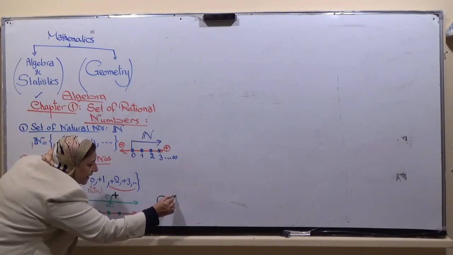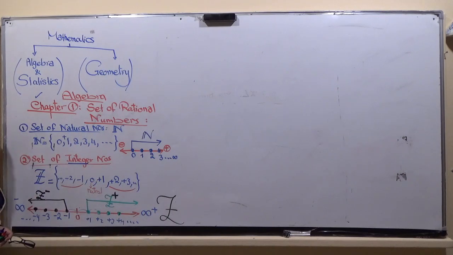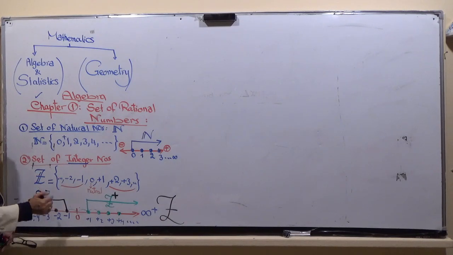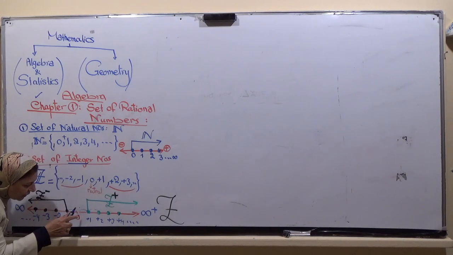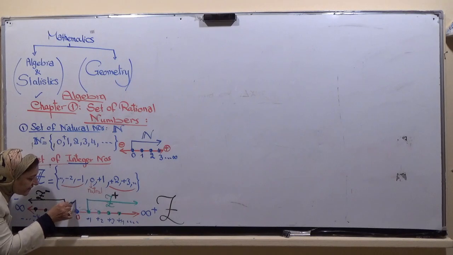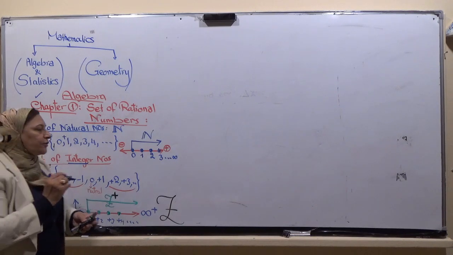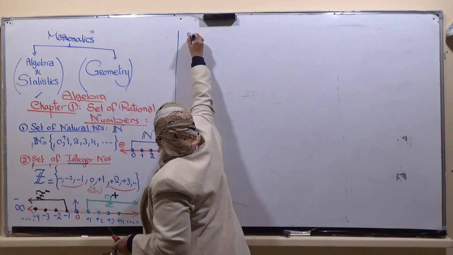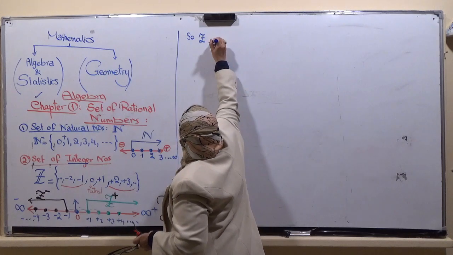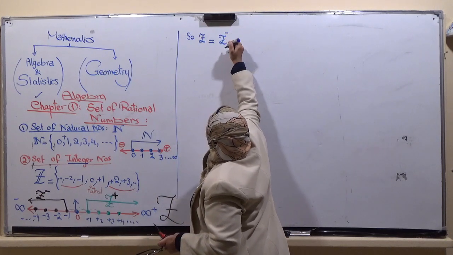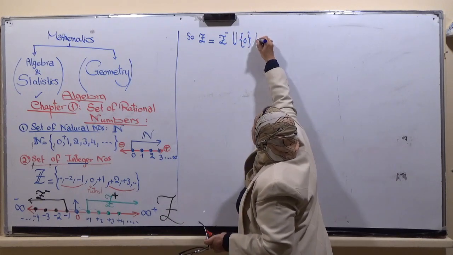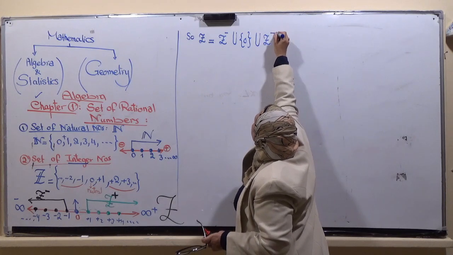No. Z consists of 3 parts: the set of positives, the set of negatives, and the neutral element. I make it with the blue. This is the neutral element. This element is different. This is 0, neither positive nor negative. So we can say that Z is the set of negative integers union 0 union the set of positive integers.